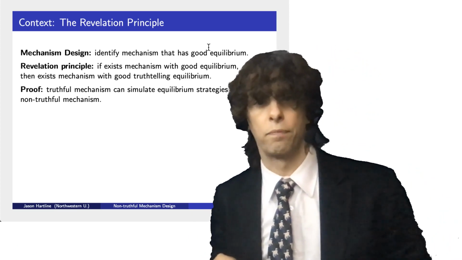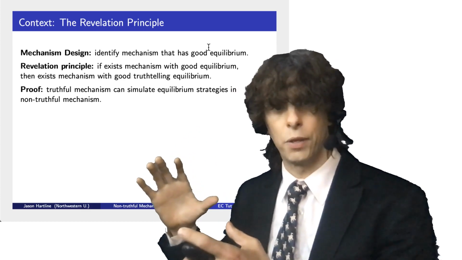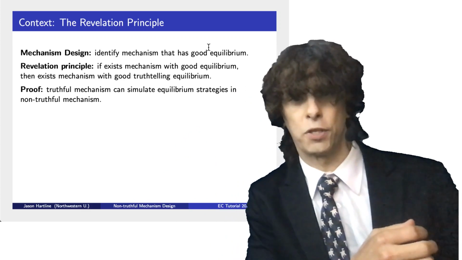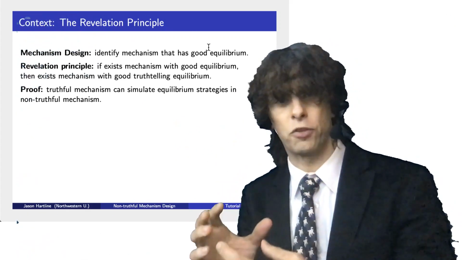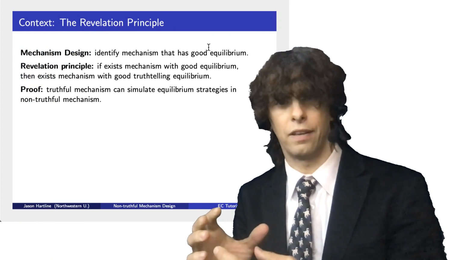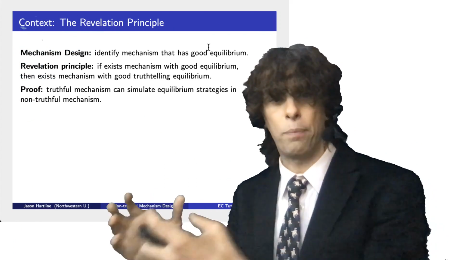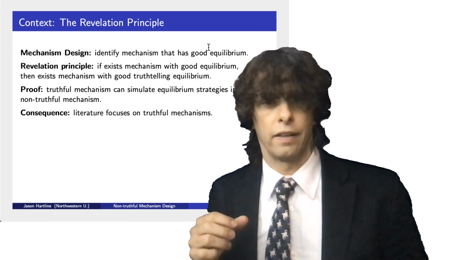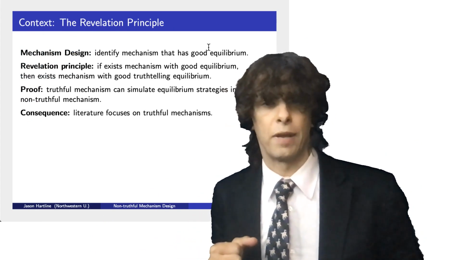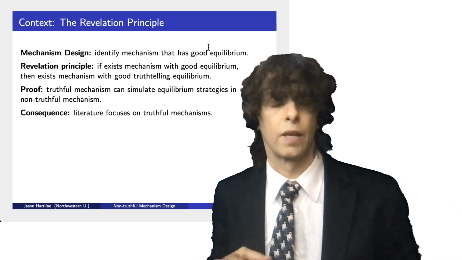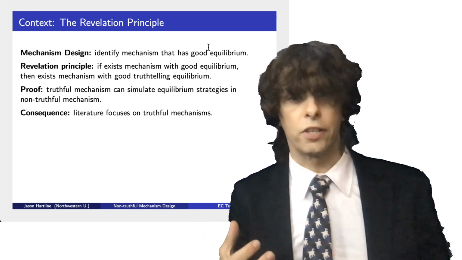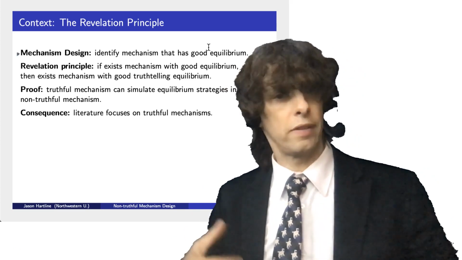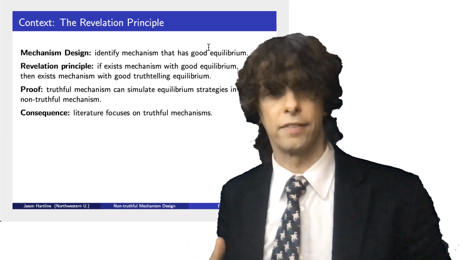The idea is as follows. We're going to take our non-truthful mechanism that has a good equilibrium, and we're going to design a new mechanism that asks for truthful reports from the agents, simulates the equilibrium strategies in the non-truthful mechanism, and then outputs the output of that simulation. It's easy to see that this mechanism has truth-telling as an equilibrium. As a consequence, much of the literature on mechanism design begins with the simplifying assumption that we might as well just look for truthful mechanisms.